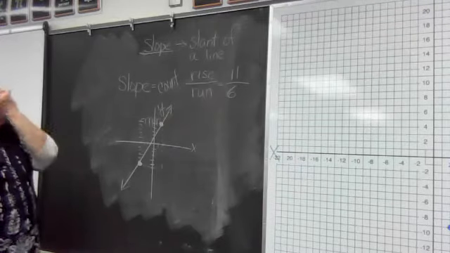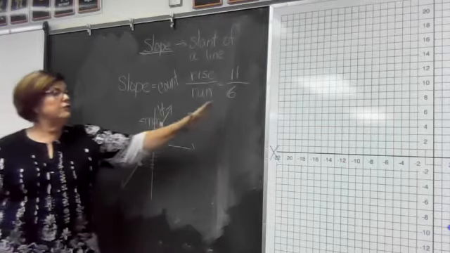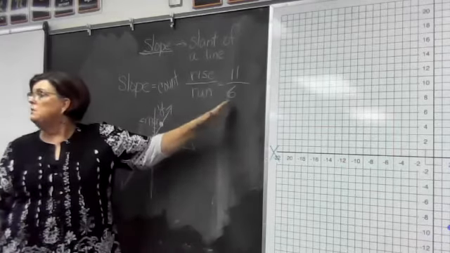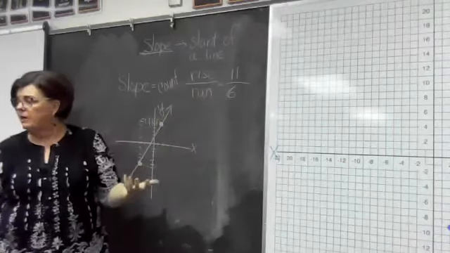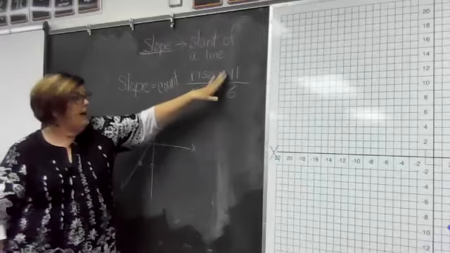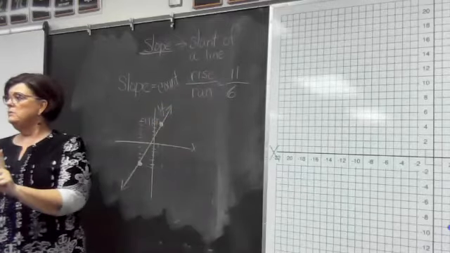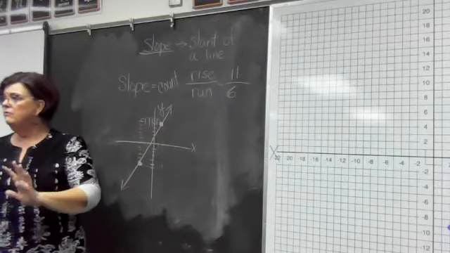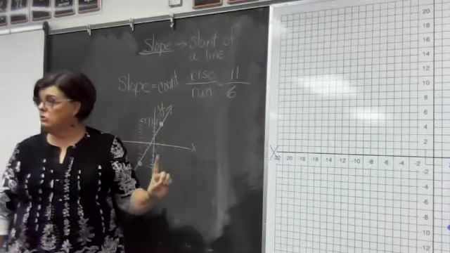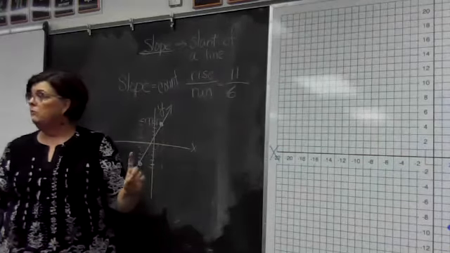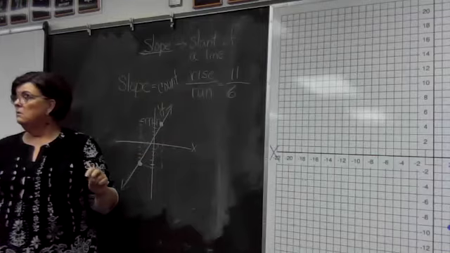Now, the only thing that you might change is if this fraction itself could be simplified, then you'll simplify it. But rise over run, and keep in your head that plotting points is completely different from counting slope. Everybody okay with this for right now?